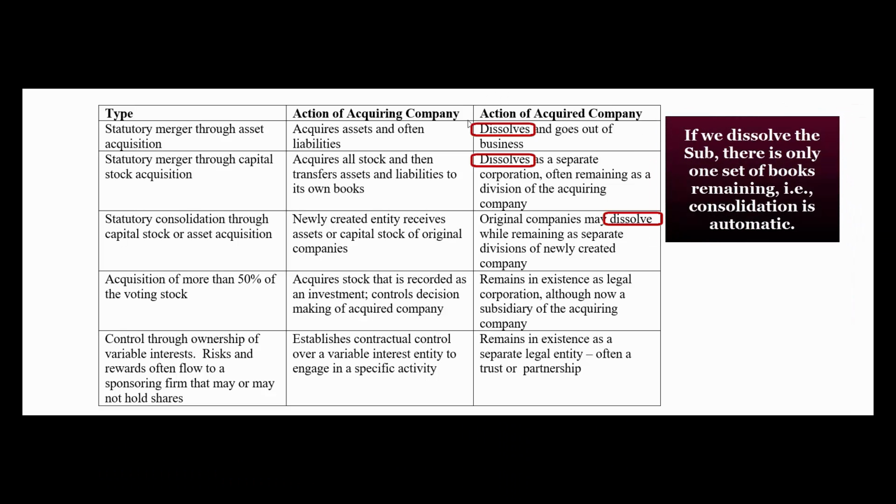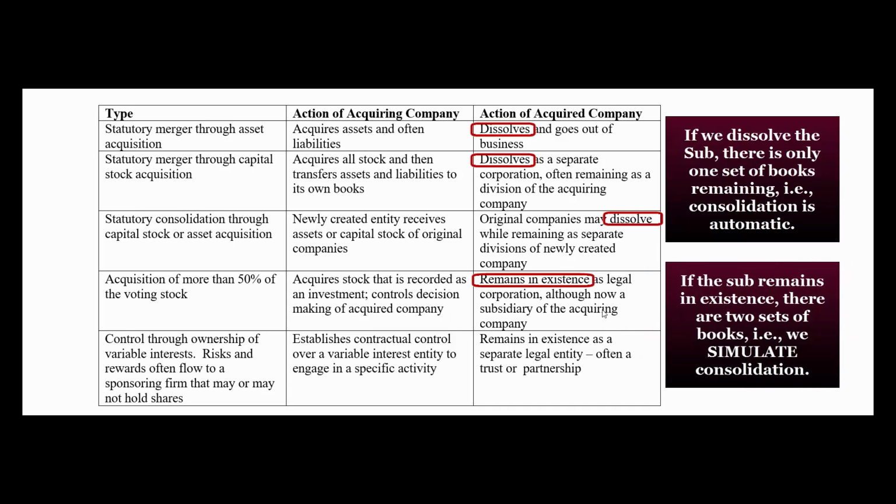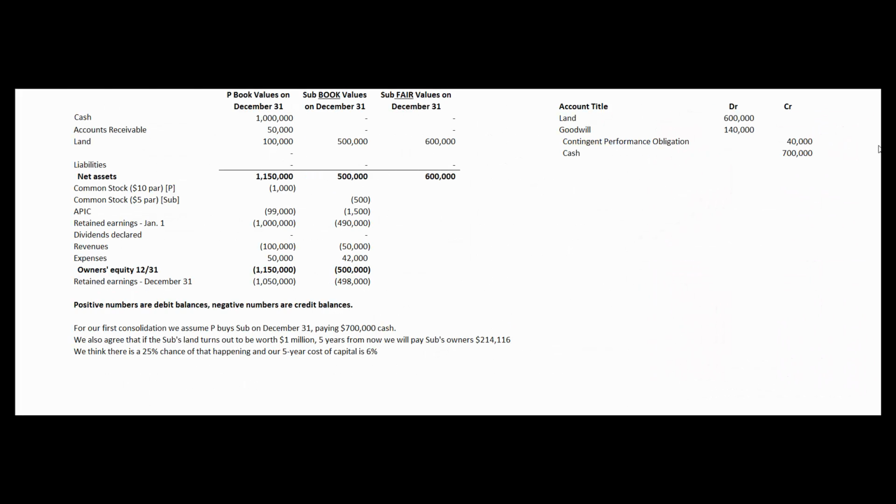So that was the first scenario where we buy the sub and we dissolve them, they go out of business. Now let's look at the fourth one. The sub is going to remain in existence as a legal corporation. So they're going to have their own books. We're going to have our own books. And we're going to use whatever method we want internally to account for the sub. But whenever we talk to the public, we have to present consolidated financials. So we're going to have to simulate those.